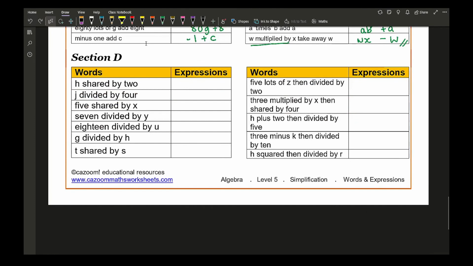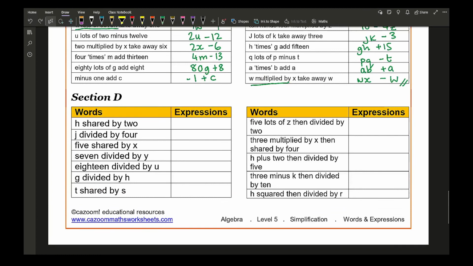Now again, lastly, moving on to section D. Again, if you want to have a go at these questions yourself, pause the video and unpause when you finish, but I'm just going to go through the answers of these. Now h shared by 2, well, shared is just another word for divide, so that's going to be h divided by 2, but again, looking at the third rule of algebra, we don't use the division symbol, instead we use fractions. J divided by 4 is going to be j over 4.